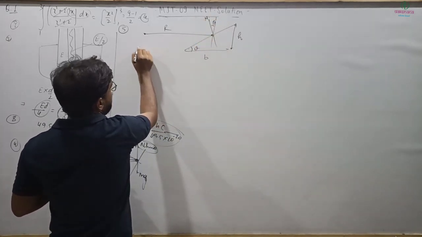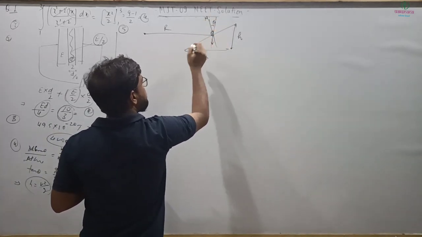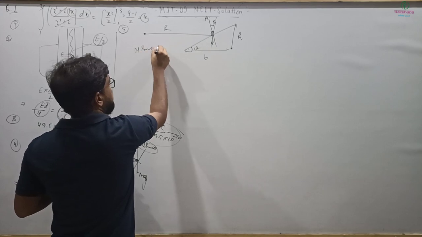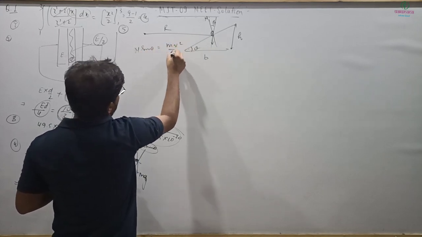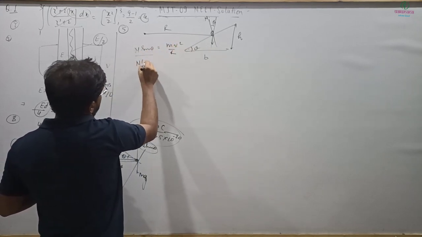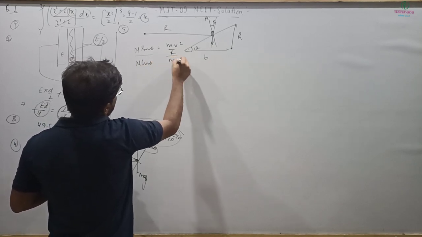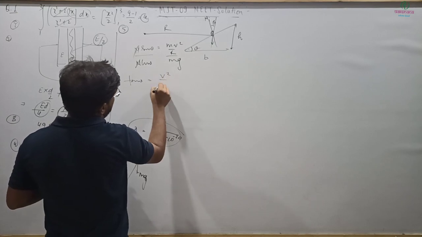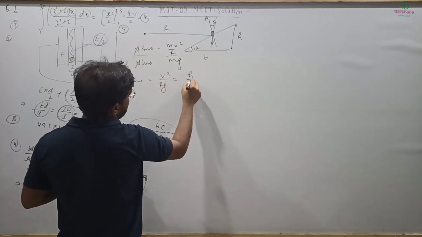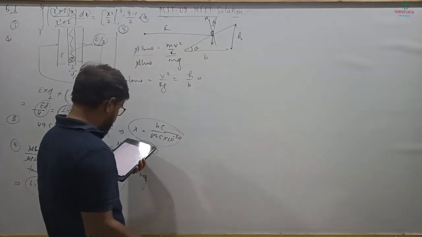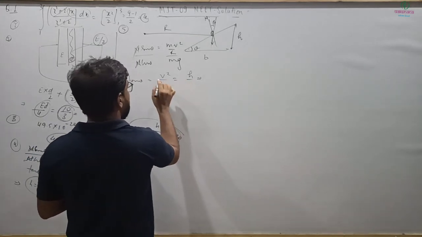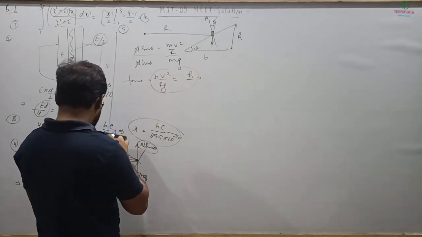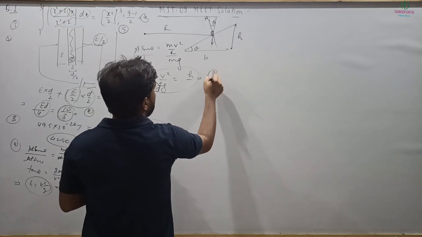So again we can write, the vehicle will be here, and mg. So N sin theta is equal to mv squared by r, N cos theta is equal to mg, tan theta is equal to v squared by rg, and that is also equal to h by b. And what is asked is h, the elevation, so this is equal to v squared by rg multiplied by b. This is the answer, matching with option number 1.